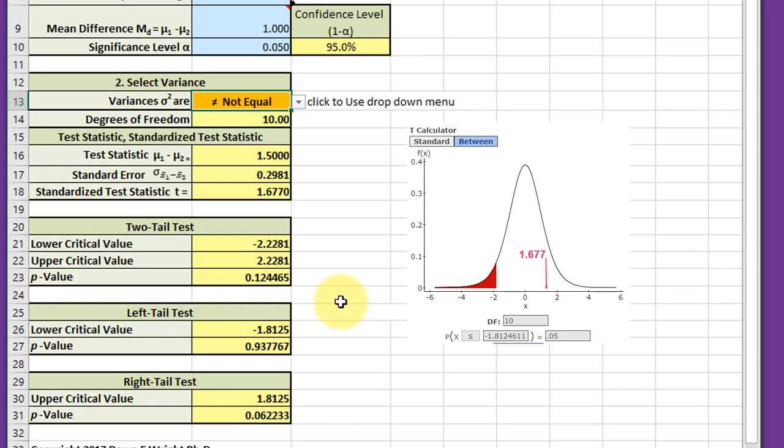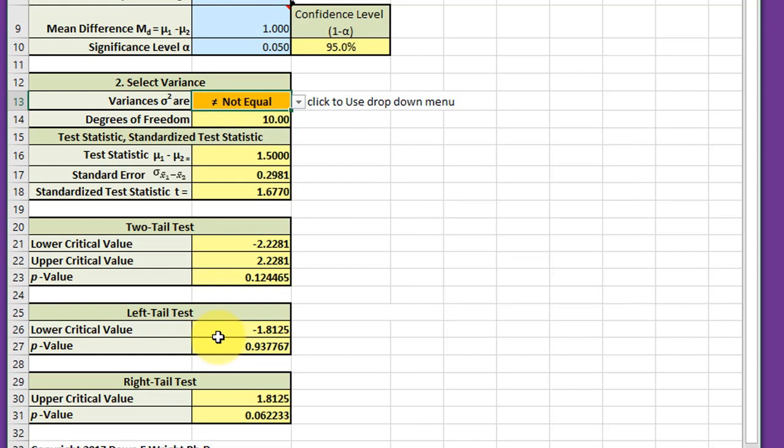You need to remember which tail test. This one, because the alternative contained the less than operator, it's a left tail test. And we can see that the test statistic is not in the rejection region, which would be smaller than minus 1.85, and the p-value of 0.93 says we've got a lot of evidence supporting the claim, which was the null, that the mean difference was at least $1.